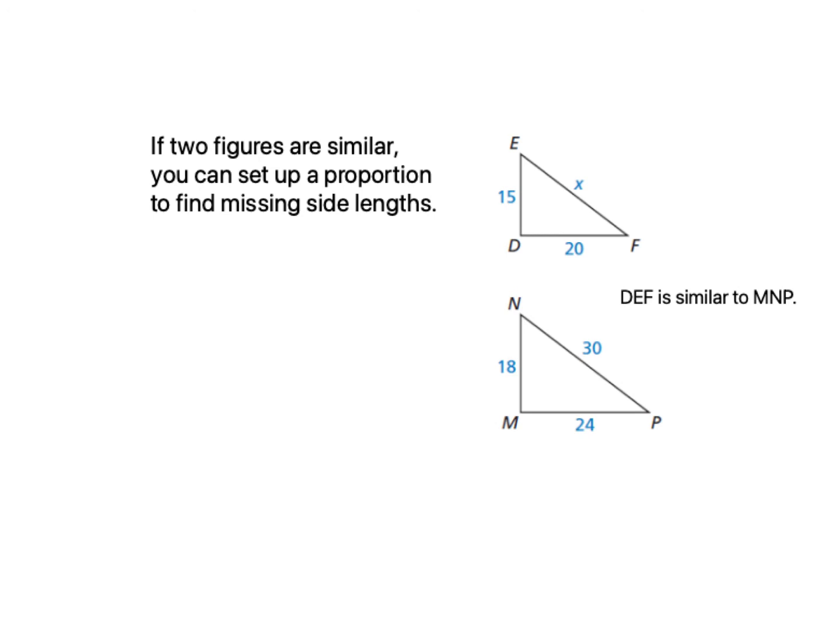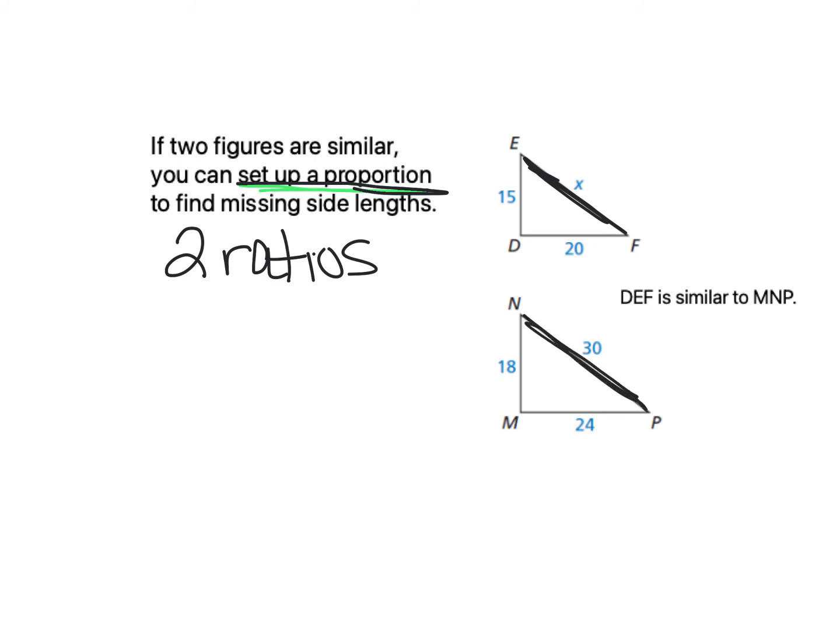Okay, so when these 2 figures are similar, you can set up a proportion. So we did review how to solve proportions for a reason. You can set up a proportion to find missing side lengths. So in order to set up a proportion, we only need 2 ratios. We need 2 fractions that are going to be equal to each other. And of course, one of them should be the side that has x in it. Okay, so I'm going to say I have the corresponding sides EF and MP, or excuse me, NP. So I have x over 30.